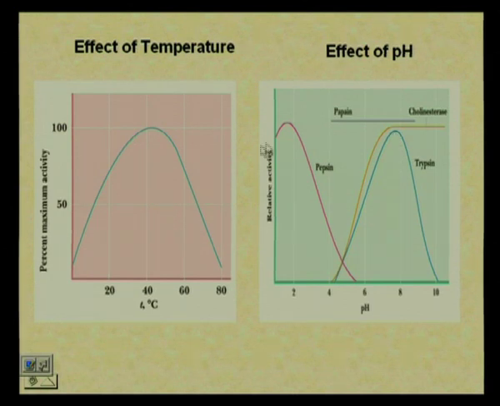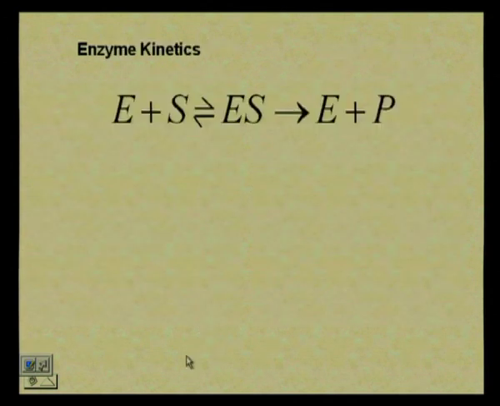Pepsin acts in the stomach where there is a high level of acidity. Okay? So, the effect of pH on its optimum activity is at a pH of 2. In this case, for example, trypsin, the optimum pH activity is around a pH of 7. Okay? That is the normal case that we would observe. Okay. Now, we get to the kinetics.